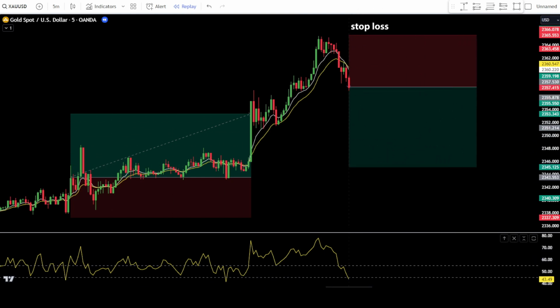6. Set the stop loss at the latest swing high. 7. Use a target take profit based on a risk and reward ratio of 1 to 1.5.